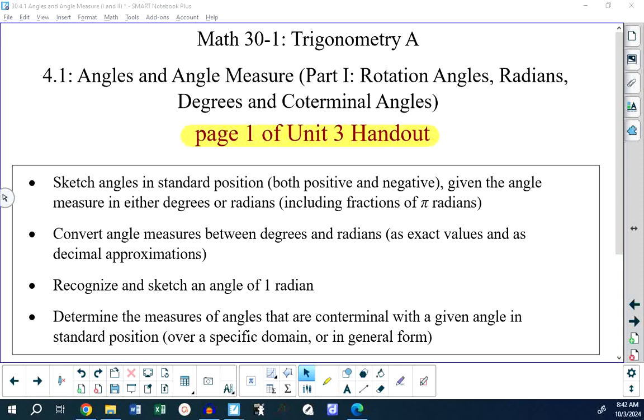So we're going to be doing a bit of review here from Math 20-1. In Math 20-1, you sketched angles in what we call standard position, rotation angles. And I hope you have some kind of inkling in the back of your head of what I'm talking about. This is where we have an arm that pivots on the origin and it rotates to some final position, and we call that rotation a rotation angle.